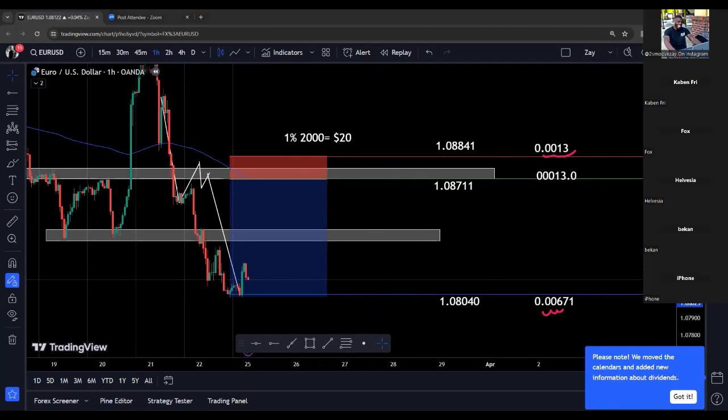What lot size could he use that would not have him risking more than $20 on a 13 pip stop loss? He can use a good 1.5, no? Or 1.5. What's a 1.5? At 1.5, he'll be risking $15. I mean, 13. Yeah. No? A 1.5. Okay. All right.